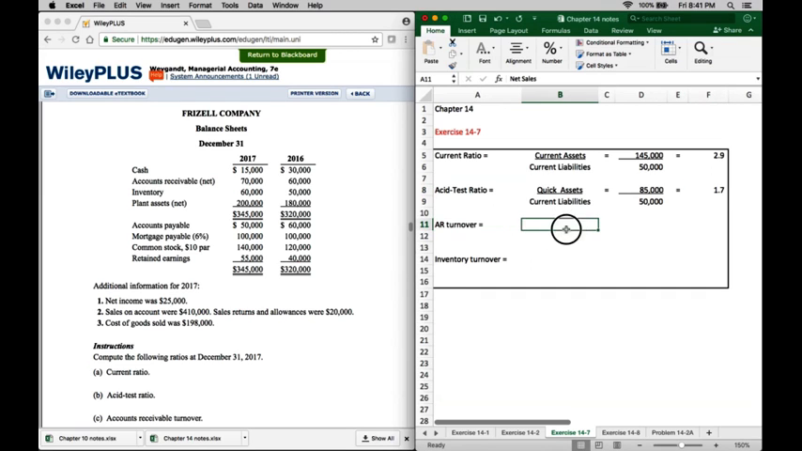Accounts receivable turnover is calculated as net sales divided by average accounts receivable. Net sales is sales minus return and allowance minus sales discount. We don't have sales discount. So 410 minus 20 is going to be your net sales. Average receivables is the beginning receivable plus ending receivable divided by 2. So these 2 numbers over here, 70 and 60, you add them up and divide by 2. That'll give you your average receivables.